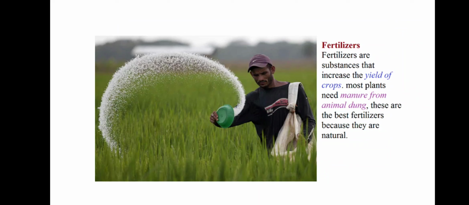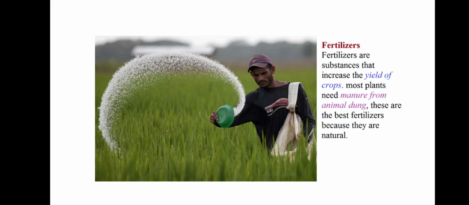Fertilizers. Fertilizers are substances that increase the yield of crops. Most plants need manure from animal dung. These are the best fertilizers because they are natural. So, fertilizers are basically chemical substances. They're made up of chemicals which help the crops to grow more and to give more yield.